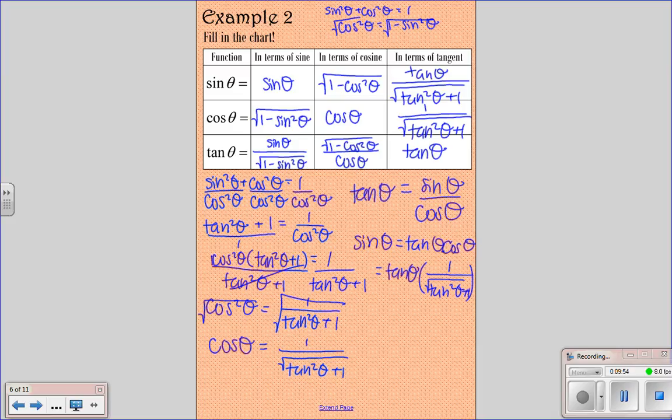And so that would be how you would put those in terms of tangent. Okay, so like I said, those two are a little bit harder than the other seven, but you want to understand how all of those came about. So if y'all need to, go back and re-listen to the video and watch it again for those two.